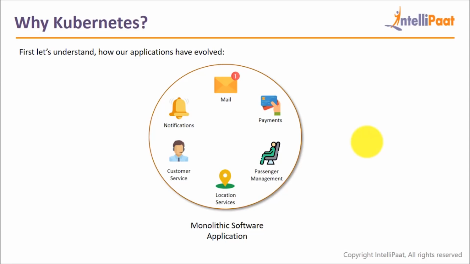A monolithic application is nothing but where all the features of the application are consolidated into one code base, right? For example, let's take this sample application to be Uber. So you have features like location services, then you have customer service, notifications, mail, payments, and passenger management. All of this is part of one application that you have in Uber, right?